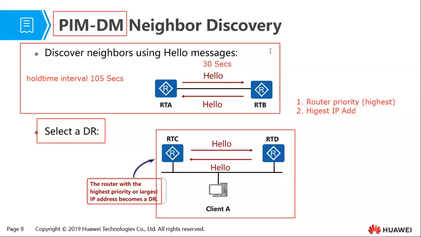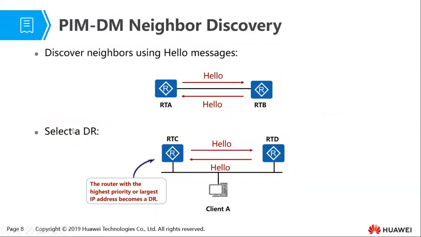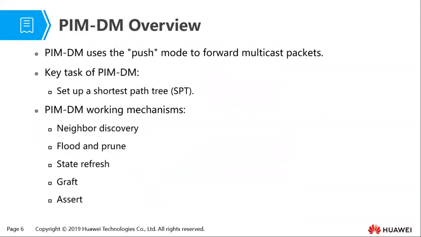Now, what is the DR for? You remember in the previous topic, we talked of the querier. So the DR is simply the querier. When we were looking at IGMP version 1, we talked of the querier. So if RTC here is elected as the DR, then it's only RTC that will propagate down multicast data. Otherwise, RTD is going to disable the sharing of multicast data via this downstream interface. So the DR acts as the querier. If the DR goes down, elections are triggered again. So that is how the hello neighbor relationship is established in PIM-DM and also in PIM-SM.